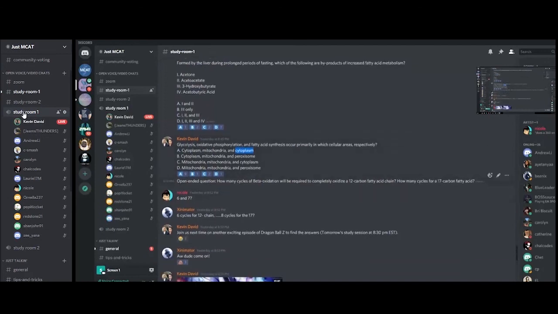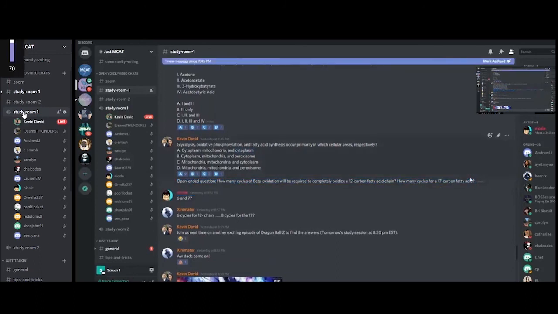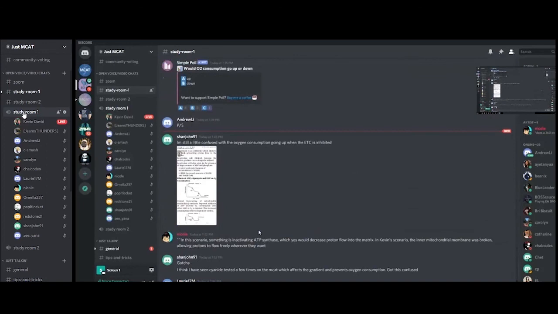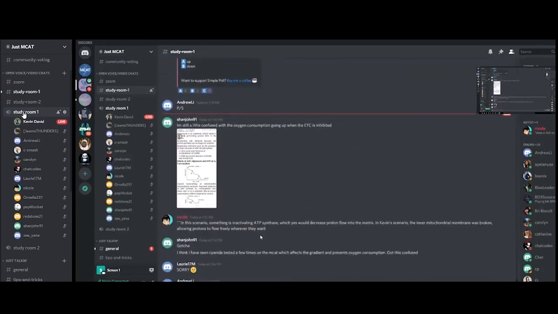All right, and then the last question I had, an open-ended question. We'll probably draw this out. How many cycles of beta oxidation will be required to completely oxidize a 12-carbon fatty acid chain? And then the next question is, how many cycles for a 17-carbon fatty acid? So we had a couple of people try this out last night. We had 6 and 7 and 6 and 8. What do you guys think in chat? Andrew says 6 and 8. Anybody else? Go ahead and type your answer in real quick, and then we'll work it out.